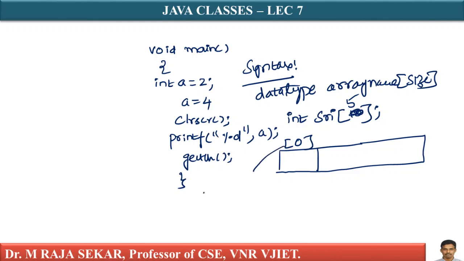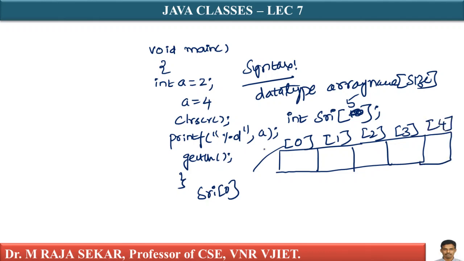This location name is x of 0. This is the x of 0 location. In a similar manner, this is x of 1, this is x of 2, this is x of 3. Again, my last location is x of 4. In these locations, I can store only integer values.